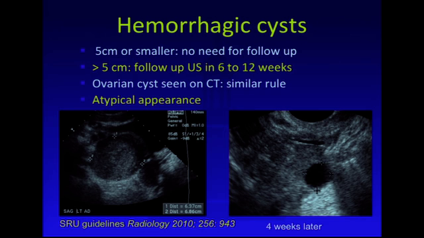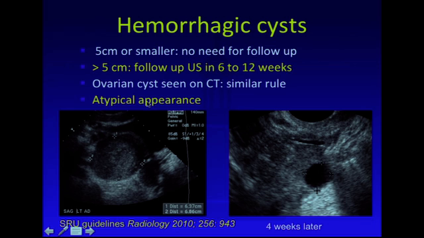So what do you do with these cases? Well, if they're 5 centimeters or smaller, there is no need to follow them up. If they're more than 5 centimeters, the SRU guidelines currently recommend follow-up ultrasound in 6 to 12 weeks, and you want to do a relatively short-term follow-up, 6 to 10 weeks, because if you follow the patient in 6 months, then the patient may have another hemorrhagic cyst in the same ovary, and you would not know whether it's a new lesion or the same one. So 6 to 12 weeks is a very important interval.